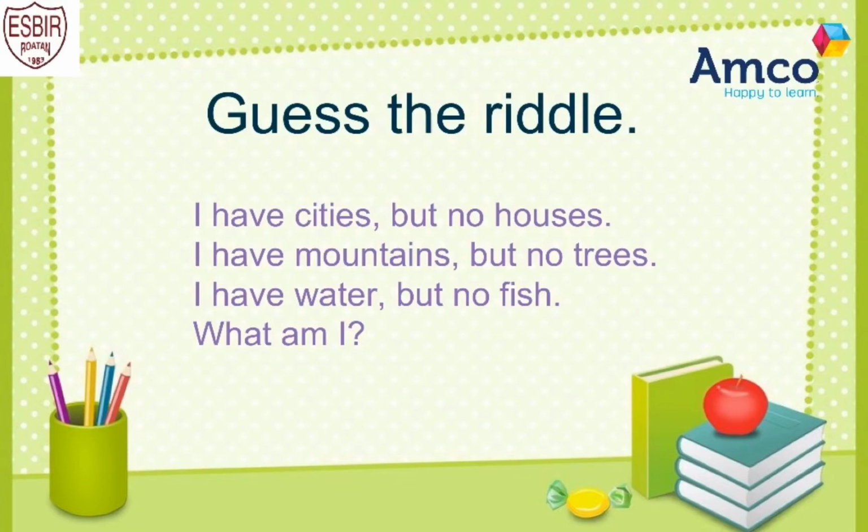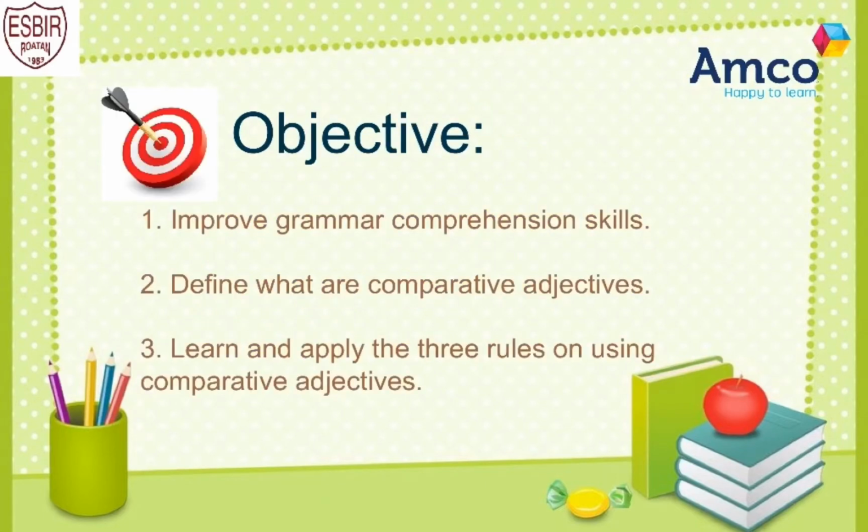But before we begin our class, let's try to guess the riddle. It says, I have cities, but no houses. I have mountains, but no trees. I have water, but no fish. What am I? I will show the answer at the end of this video. Let's continue with our class.